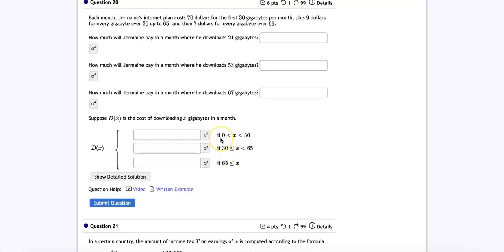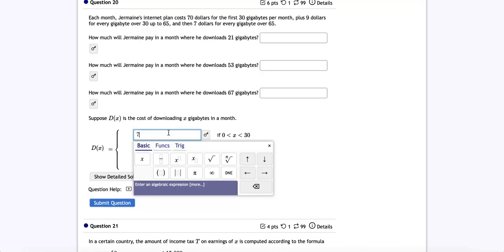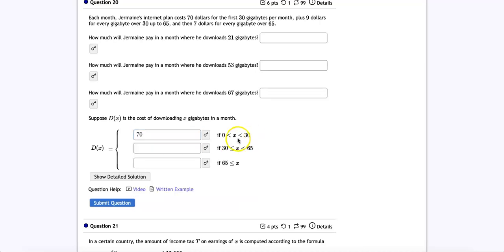The first conditional part says that x is between 0 and 30. The idea here is that if you are downloading up to 30 gigabytes, you would be paying $70, okay? So regardless of how many gigabytes you download in the first 30, it's 70. Now why they have chosen to make the 30 less than only versus less than or equal to, it doesn't really matter for the way we're going to set this up. I probably would have put less than or equal to up here, but it's actually going to work the same either way.